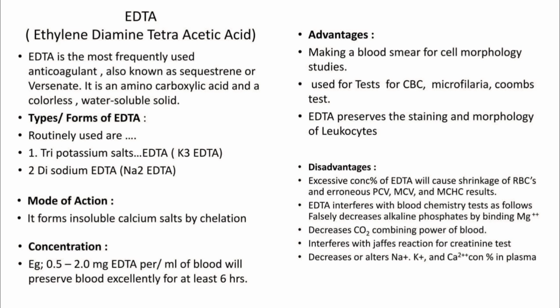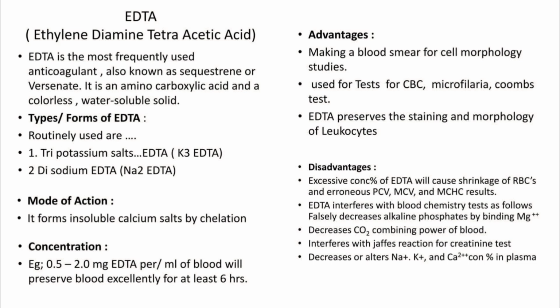Advantages: making a blood smear for morphology studies, used for the test for CBC, microfilaria, Coombs test. EDTA preserves the staining and the morphology of leukocytes. Disadvantages: excessive concentration of EDTA will cause shrinkage of the RBCs and that will affect the PCV, MCV and MCHC results.